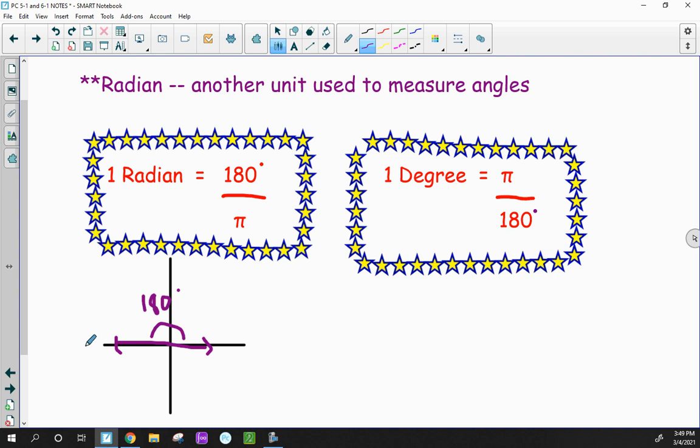In radians, that's just pi. So what we're going to learn now is how do we convert from degrees, which is something we're comfortable with, to this radians, which is new, and then vice versa. We're going forward and backward.